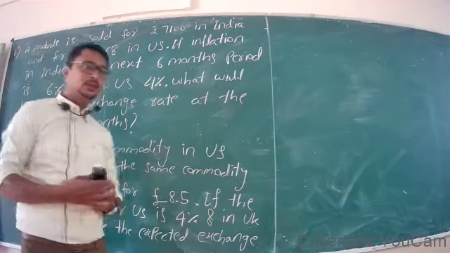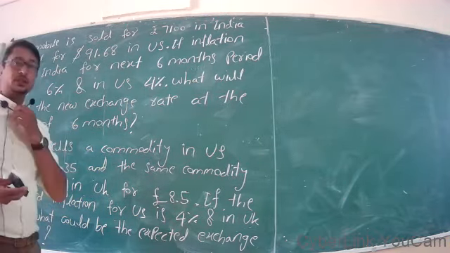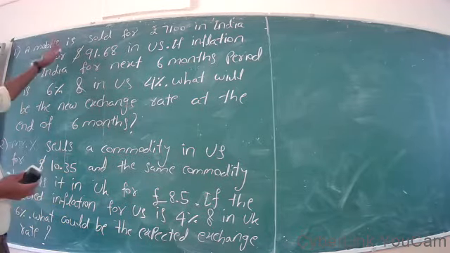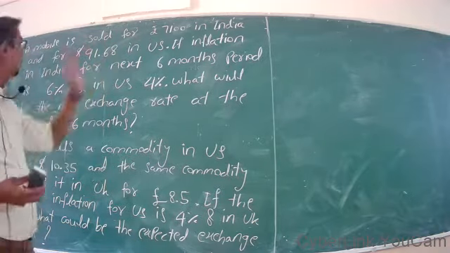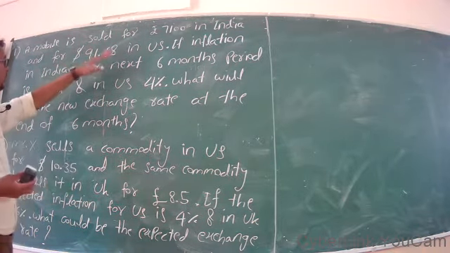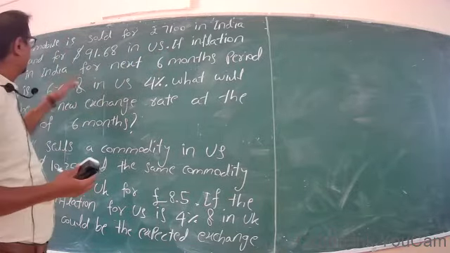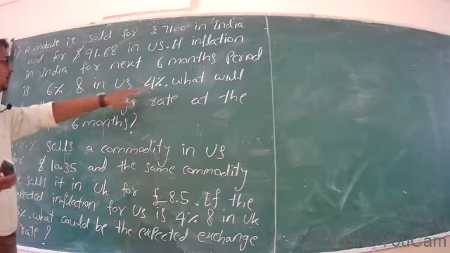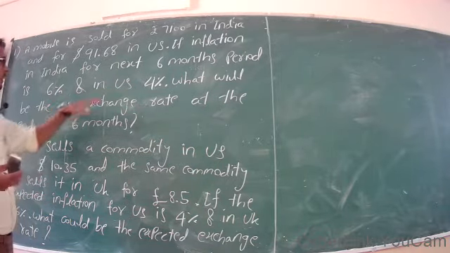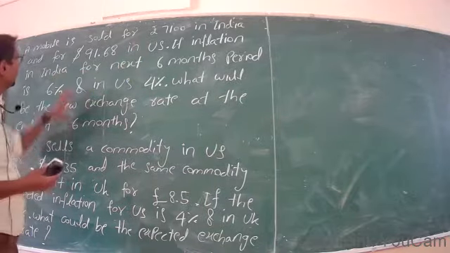Good morning, students. Continuing our purchasing power parity theory, here are the two questions. A mobile, or a commodity, is sold for rupees 7,100 in India and for 91.68 US dollars in the US. If inflation in India for the next 6 months is 6% and in the US 4%, what will be the new exchange rate at the end of 6 months?